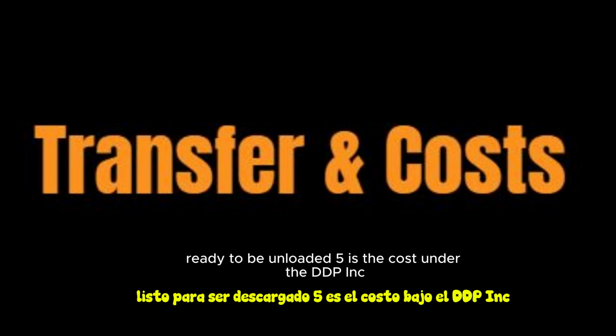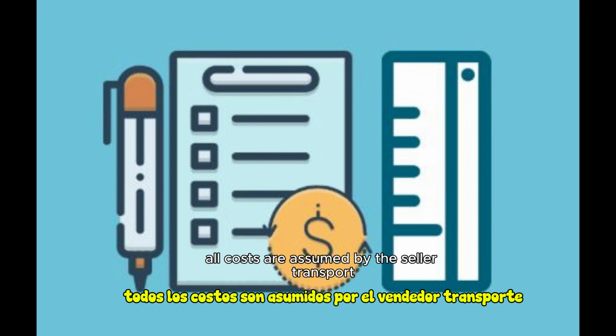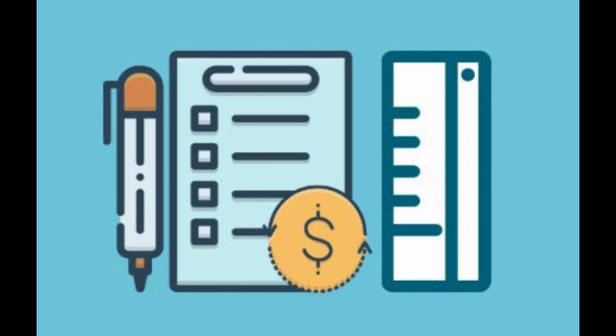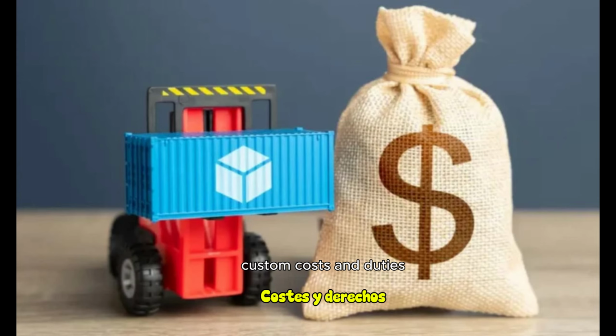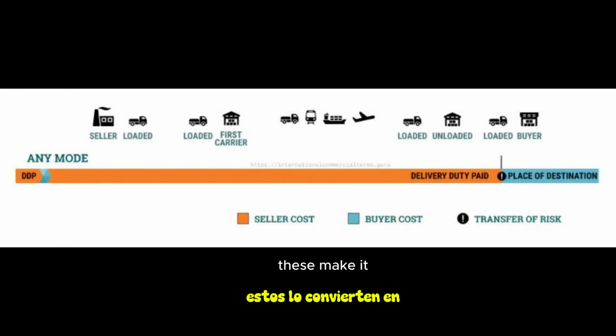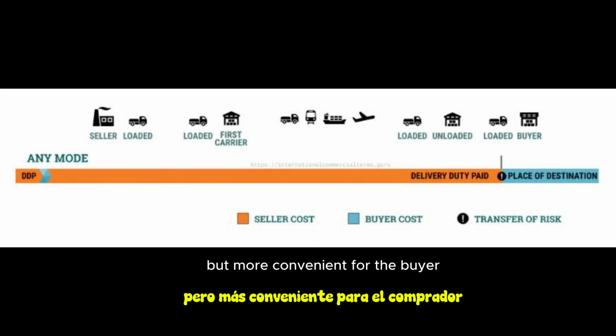Five is the cost. Under the DDP Incoterm, all costs are assumed by the seller: transport, international freight or domestic transportation, customs costs, and duties. This makes it one of the most expensive terms in commerce for the seller, but more convenient for the buyer.